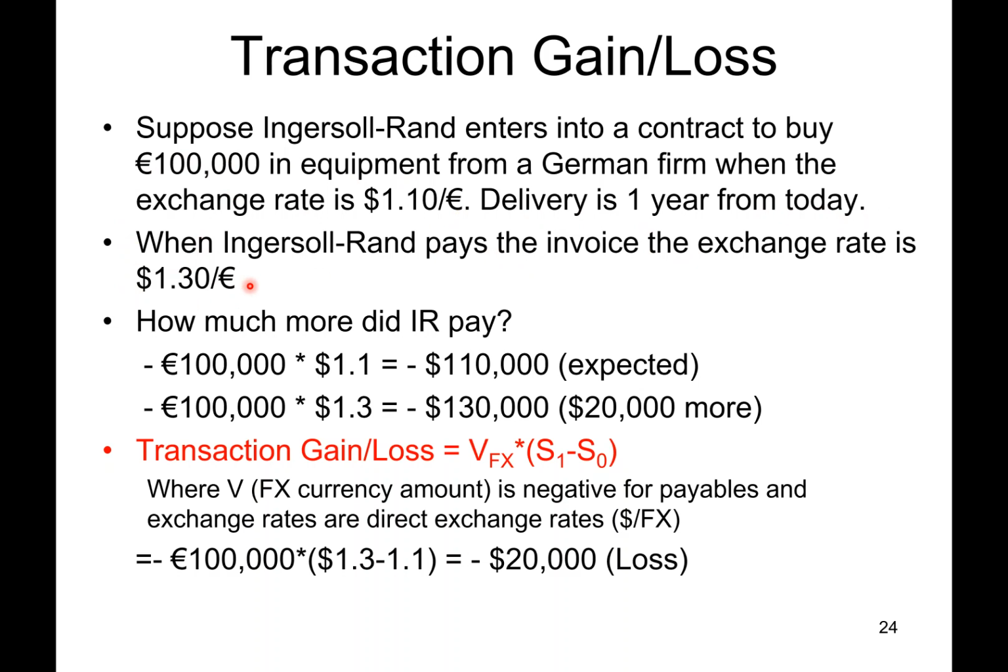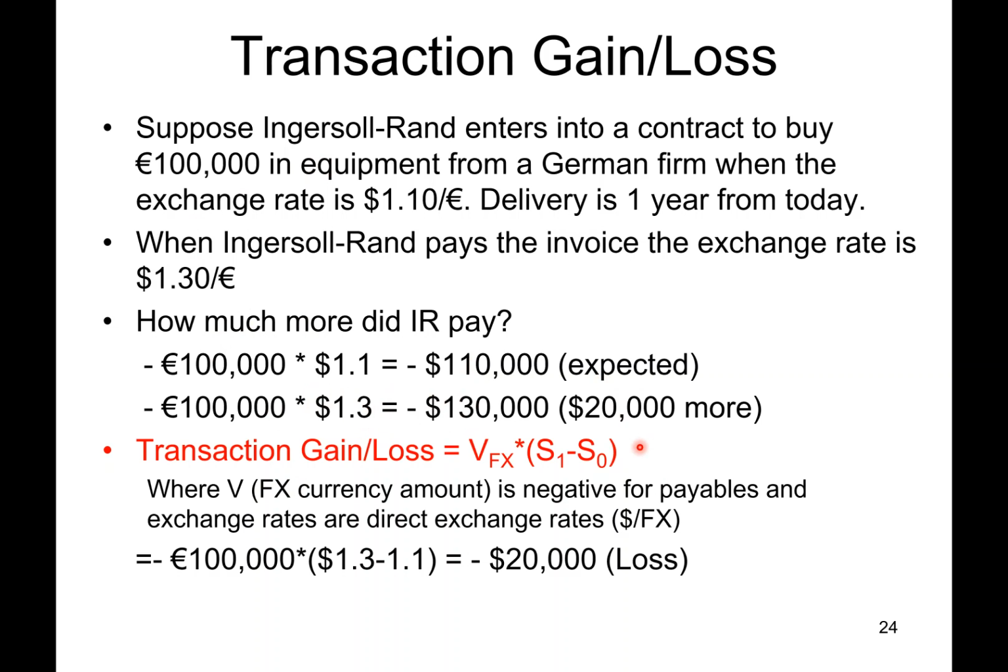So the euro has appreciated. How much more did Ingersoll Rand pay? Well, they're expecting to pay $110,000 to buy the 100,000 euros to get the equipment. However, the exchange rate turned out to be $1.30, so they paid $130,000 for 100,000 euros for the equipment. So they spent an extra $20,000.